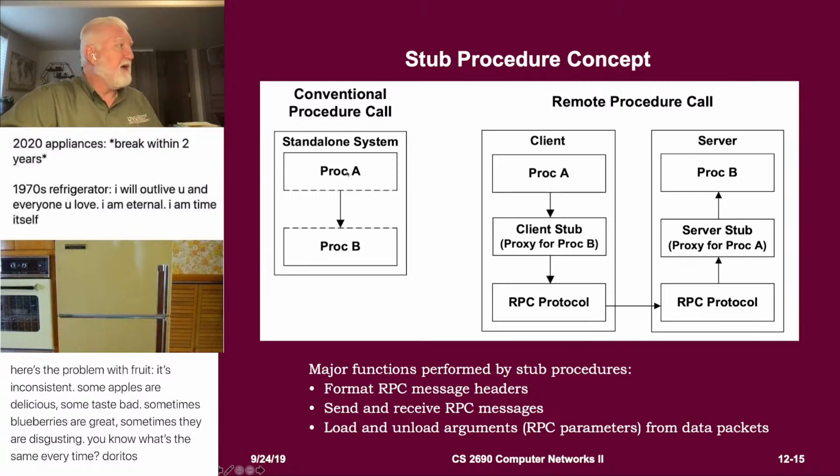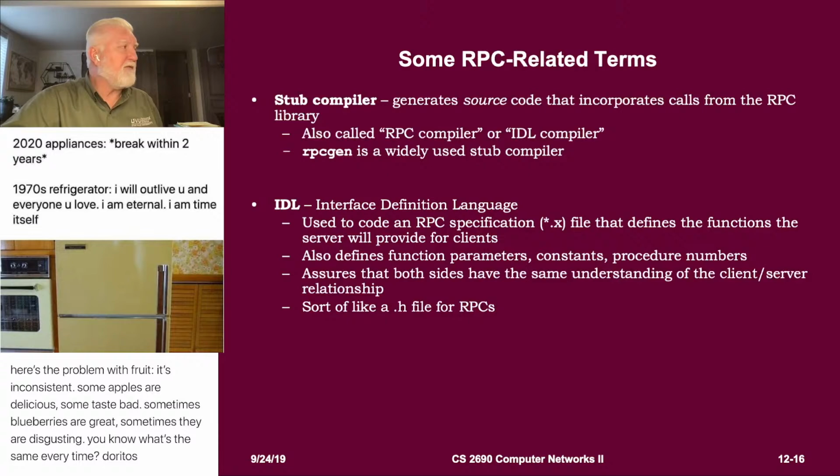in the middle, right? So in a normal procedure call, procedure A calls procedure B. But in a remote procedure call, procedure A calls a stub, which is a proxy for procedure B. The stub calls some kind of an RPC protocol, which can then get received by the stub proxy for procedure A on the other side. You can see how tightly coupled this is. That is a little bit of a problem. Okay, but I think the concept is fairly straightforward.